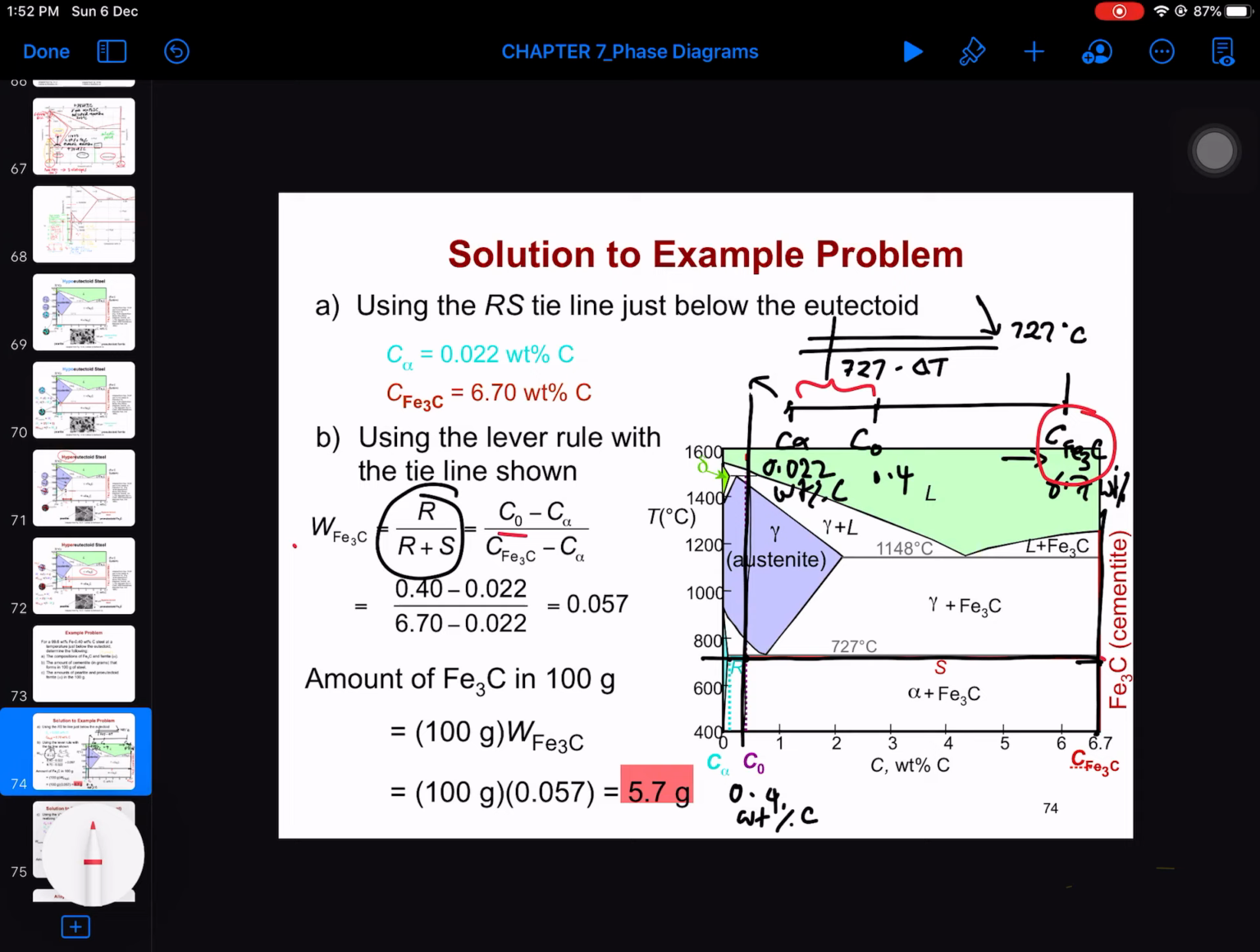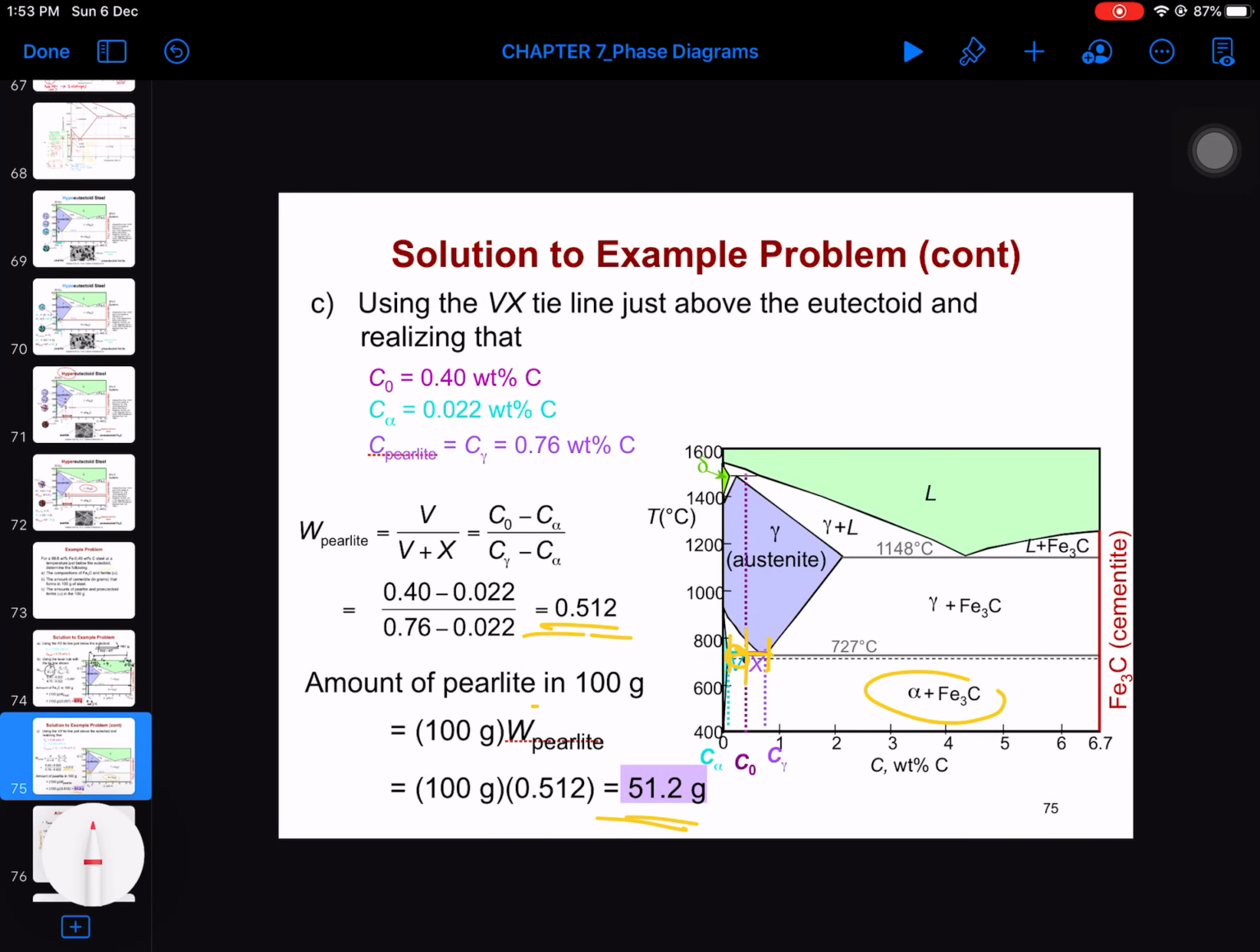So it's C naught minus C alpha over the whole length of the tie line, which is C cementite minus C alpha. You'll do the calculation and get the weight fraction of cementite just below the eutectoid temperature at the composition of 0.4 weight percent of carbon. Since we have 100 gram of steel, we multiply everything by 100, and you'll get 5.7 gram of cementite.